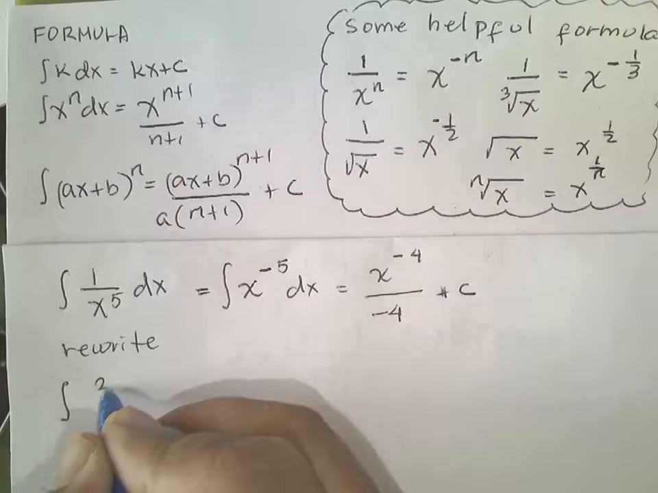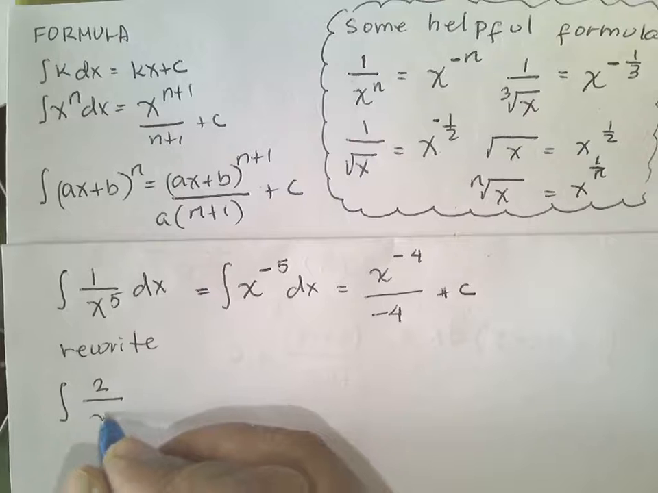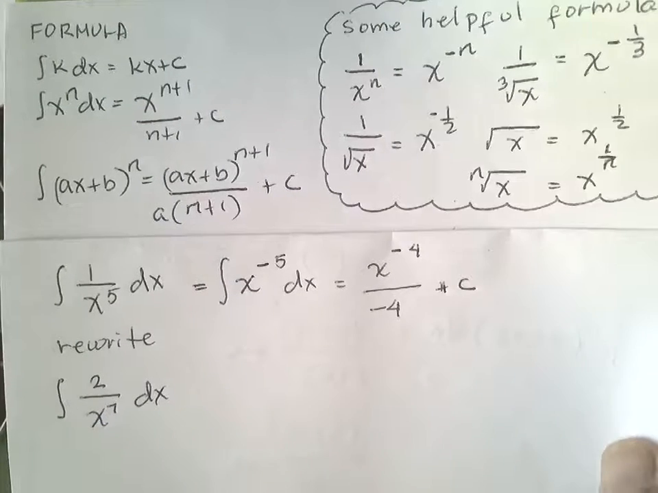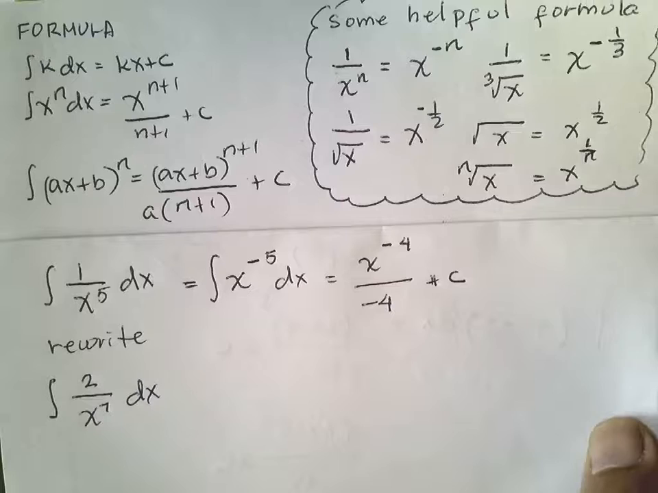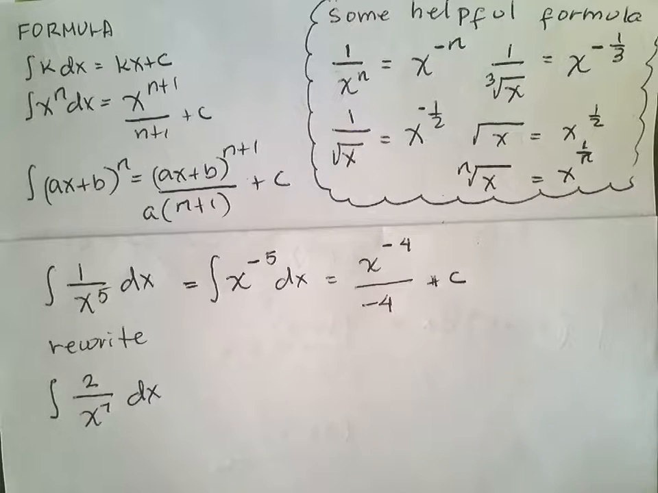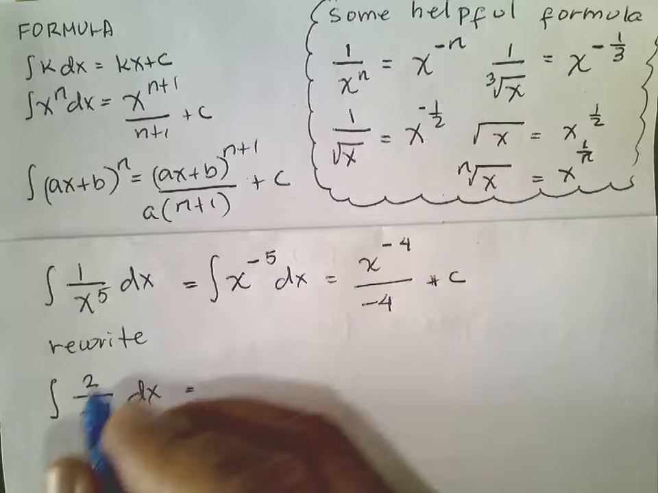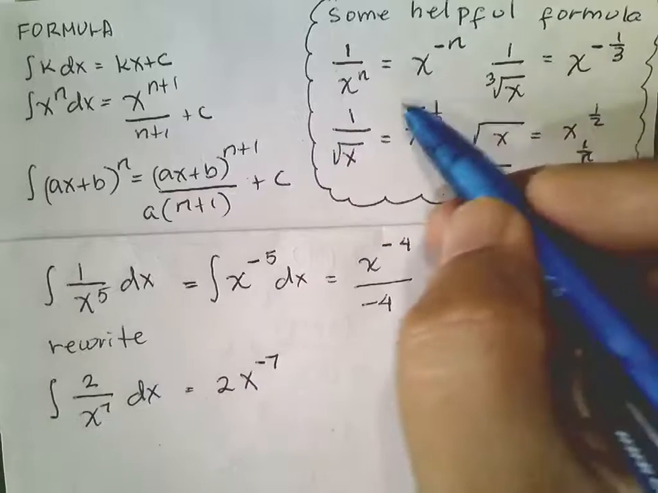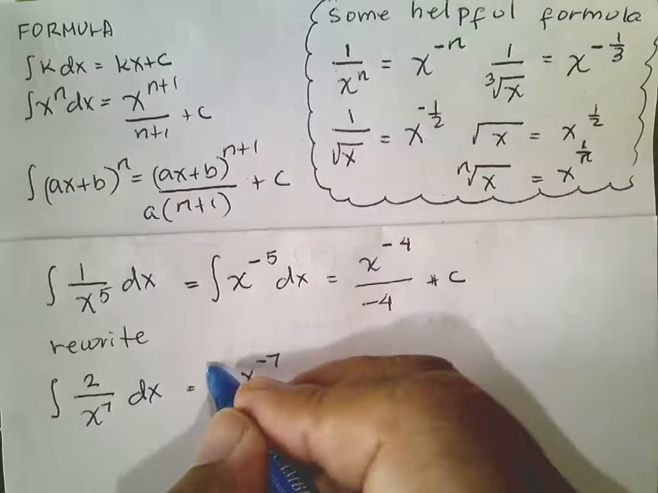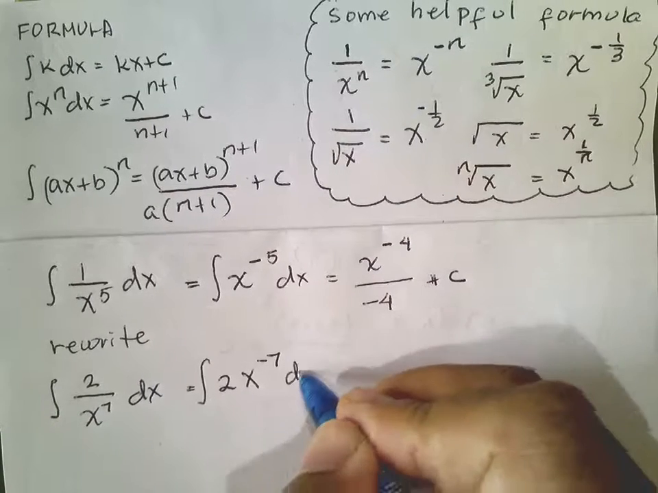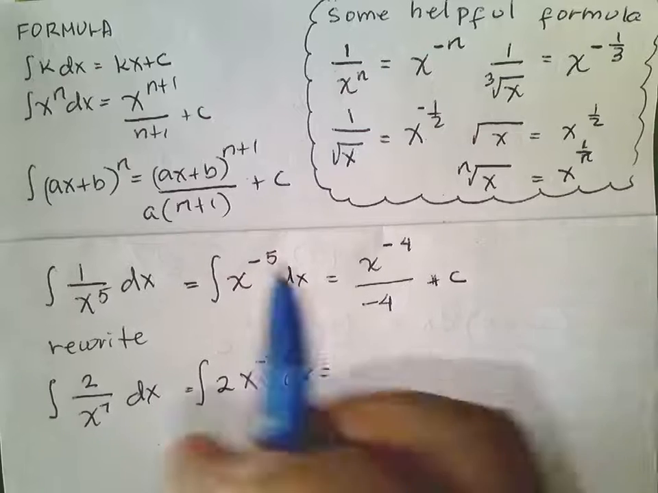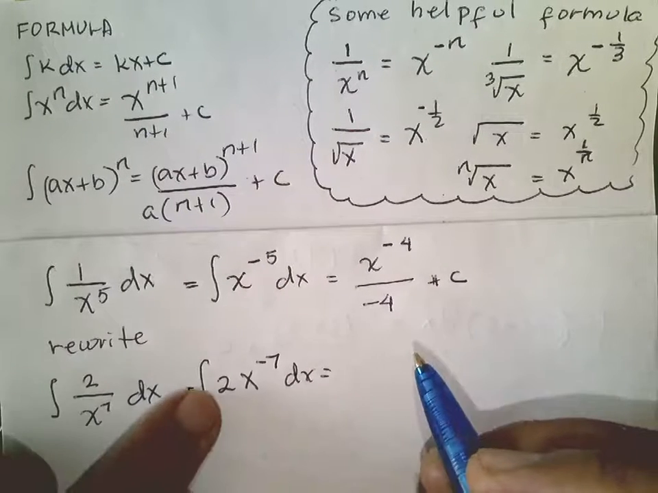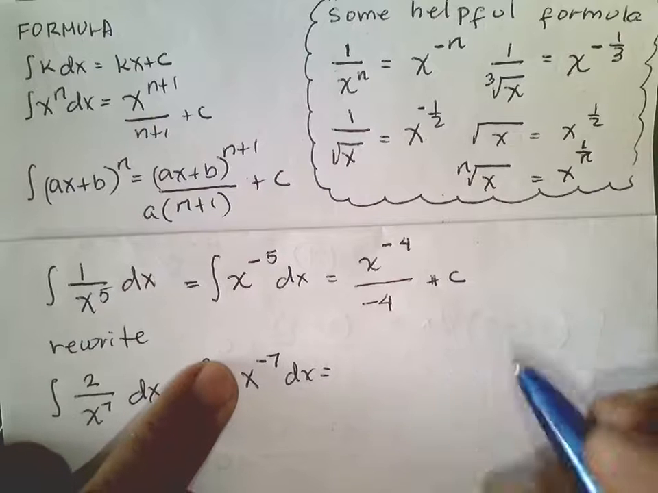Suppose that you have 2 over x to the seventh with respect to x. What I want you to do is to pause the video for a while and answer this by yourself. Okay, so again, write this one as 2x to the negative 7 using the first formula, and then copy the integral with respect to x. Then now you can apply the second formula. Our strategy is to ignore the 2 for a while as we apply the second formula.